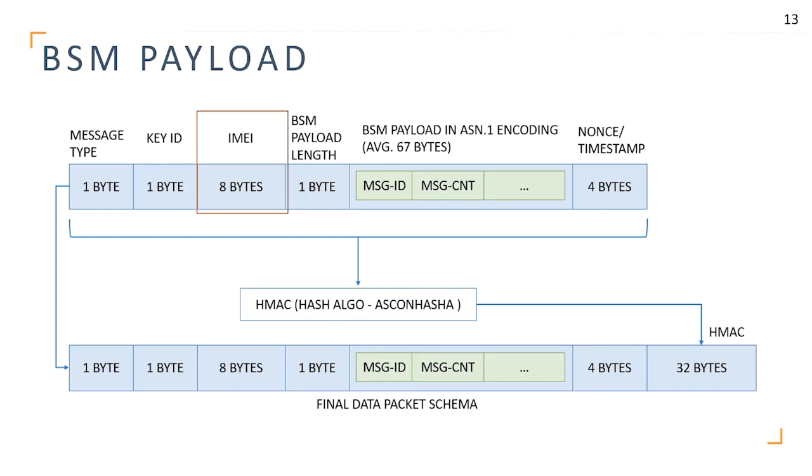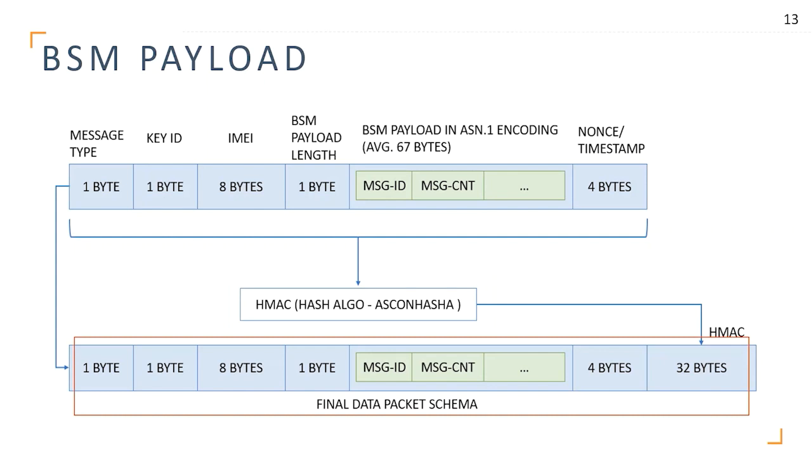Then we have a length identifier since the BSM packet can vary in size, and the BSM payload itself, and finally a timestamp that is used as nonce for the HMAC. The HMAC for this whole packet is then computed using a lightweight hashing algorithm called the ASCON hasher and then appended to form the final payload that is sent to the server. The final payload from each UE is about 120 bytes. The server would verify this HMAC using the key ID present in the payload, and valid data would be filtered and forwarded to relevant UEs.